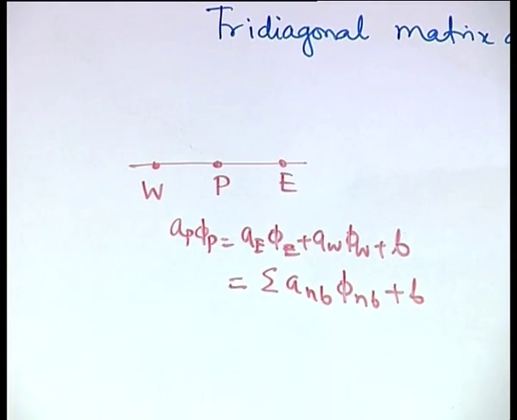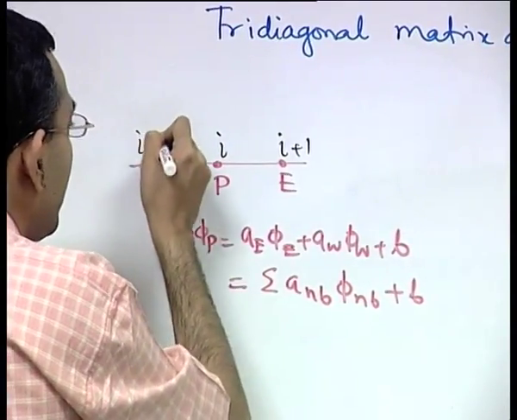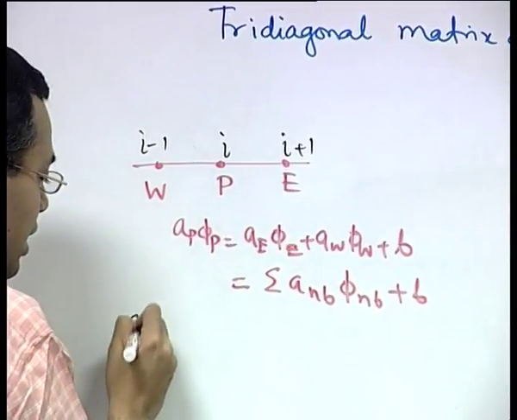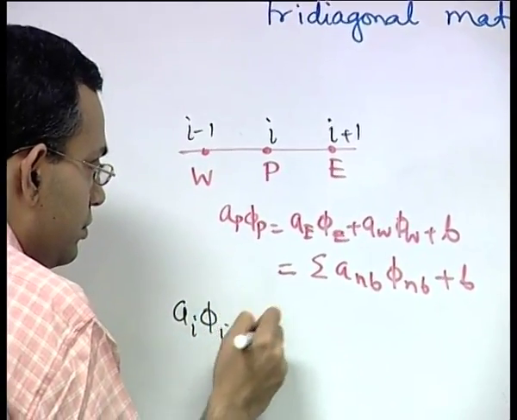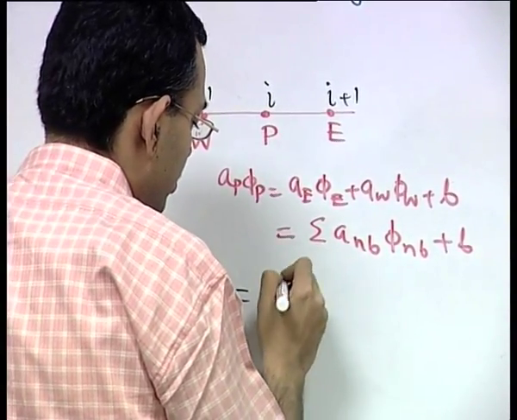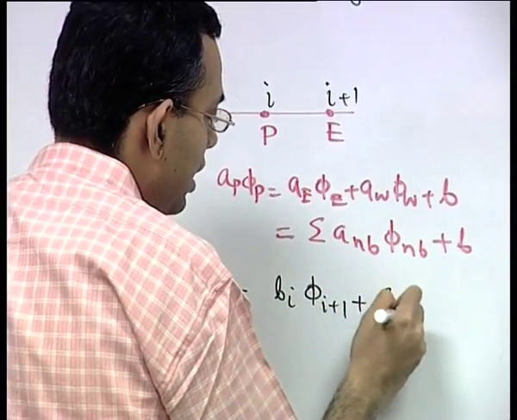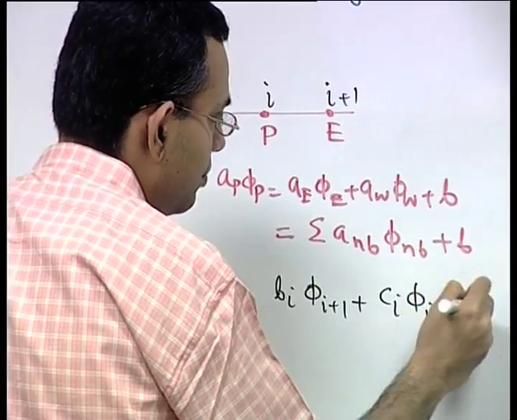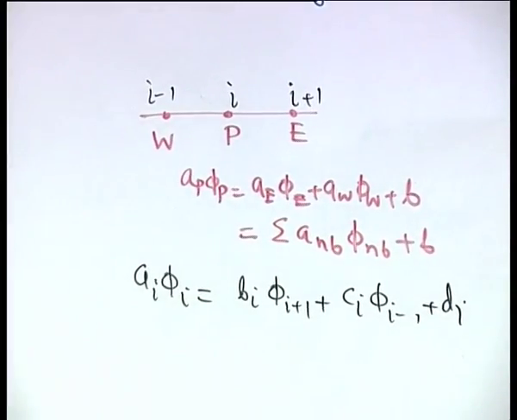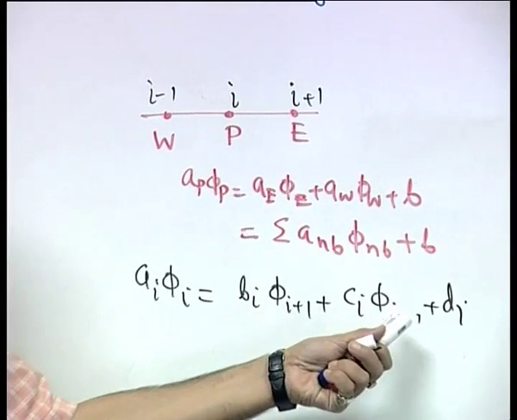You can write it in terms of indices. If you assign indices, if you call P as I, E as I plus 1 and W as I minus 1, you can write AI phi I is equal to Bi phi I plus 1 plus Ci phi I minus 1 plus Di, where I is P, I plus 1 is E, I minus 1 is W.